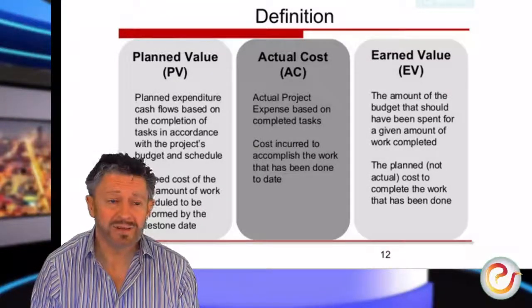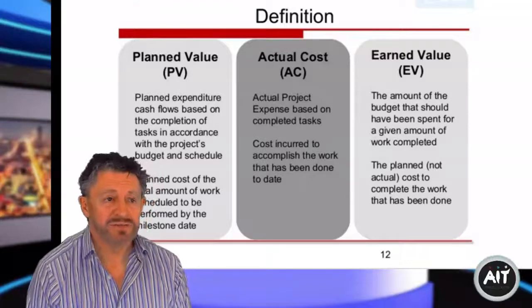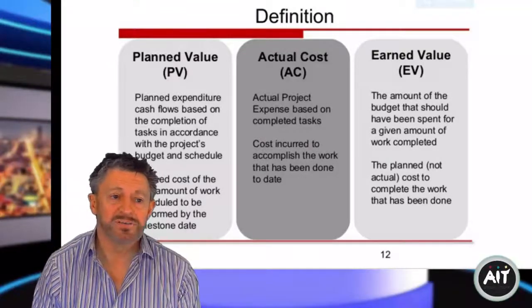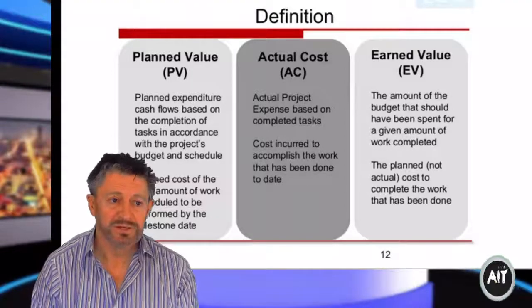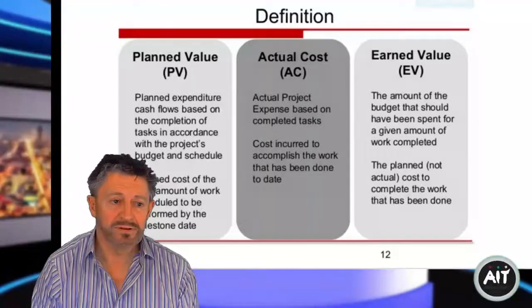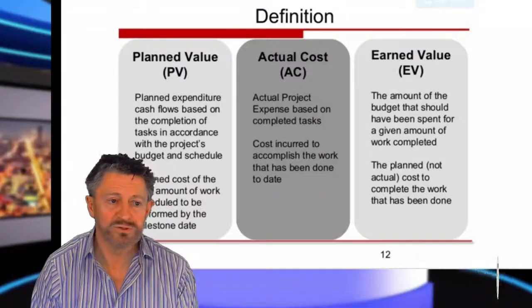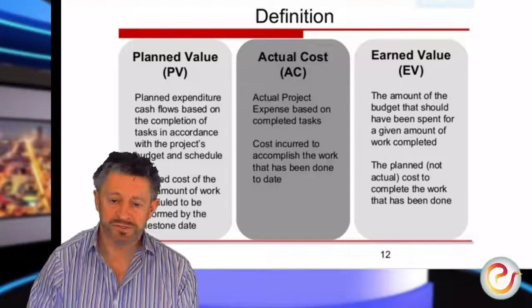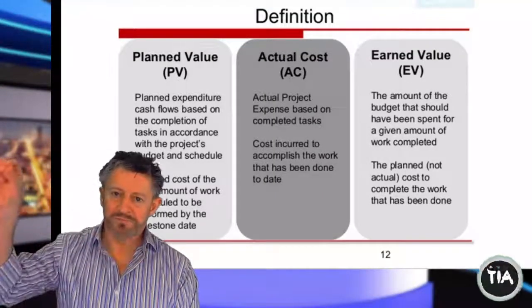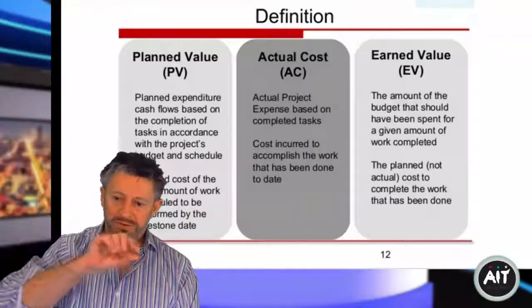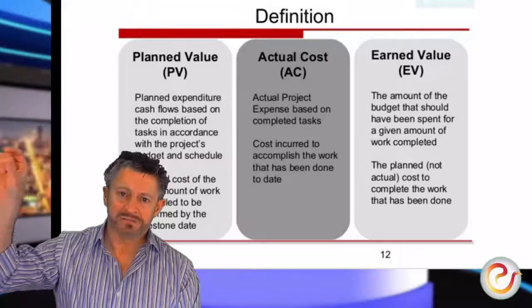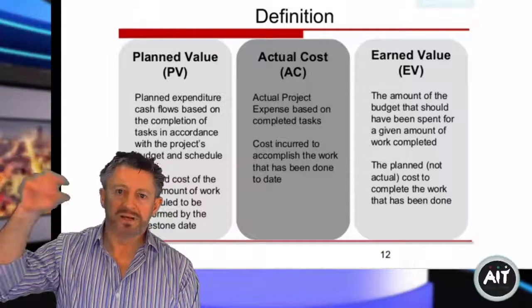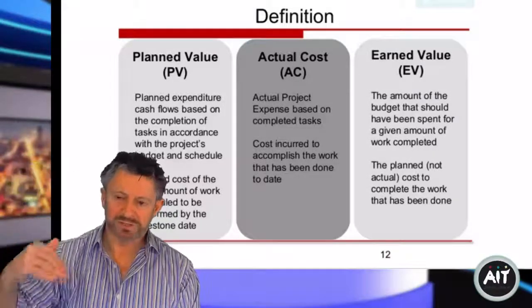Okay, so the planned value: planned expenditure cash flows based on the completion of tasks in accordance with the project's budget and schedule. So planned cost of works, a total amount of work scheduled to be performed by milestone dates. So over the period of time, this is what I've planned. I planned all these activities over different weeks, add them all together. These activities, multiply them by the man-hour cost, and that gives us our budget and our schedule.